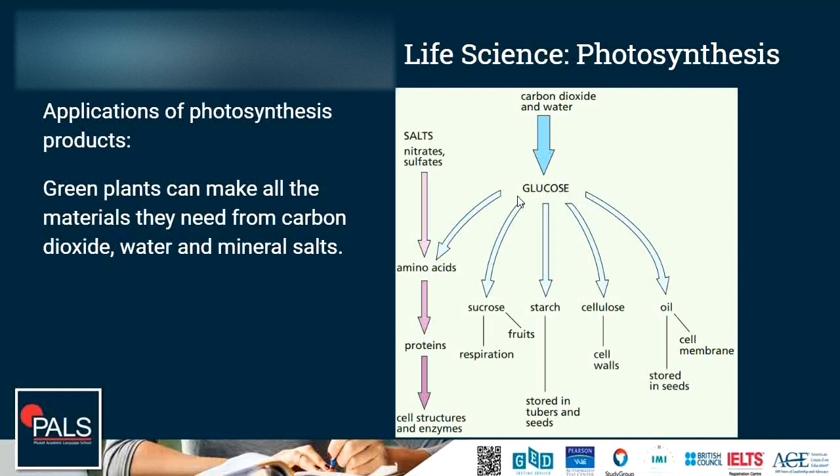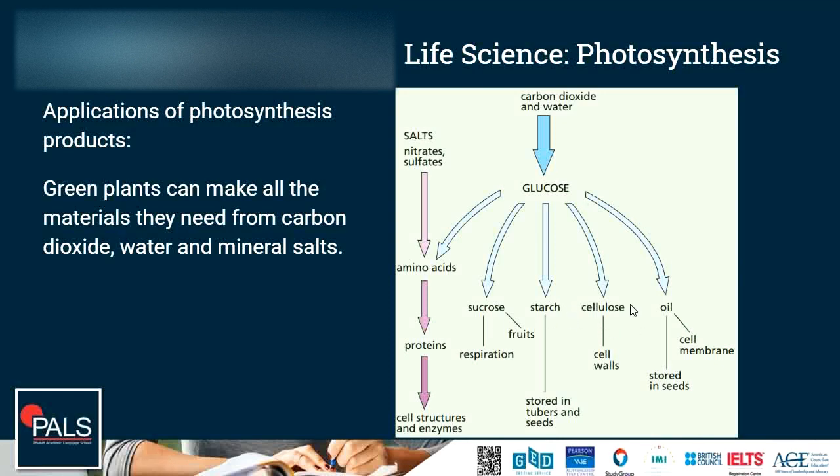Glucose can as well be changed into sucrose, which is a little bit larger molecule than glucose. Basically, two glucose molecules combined into sucrose. The sucrose is the plant sugar, the fruit sugar, which is used to transport the glucose around the plant and is stored in fruits.